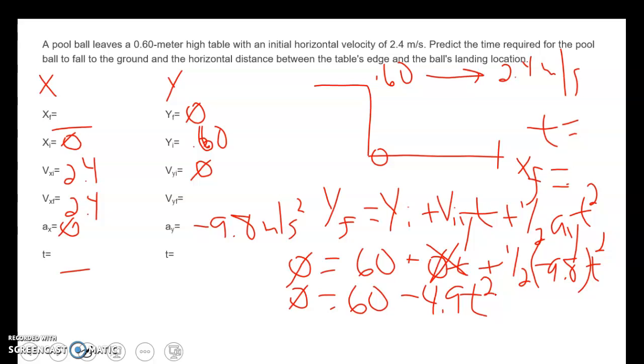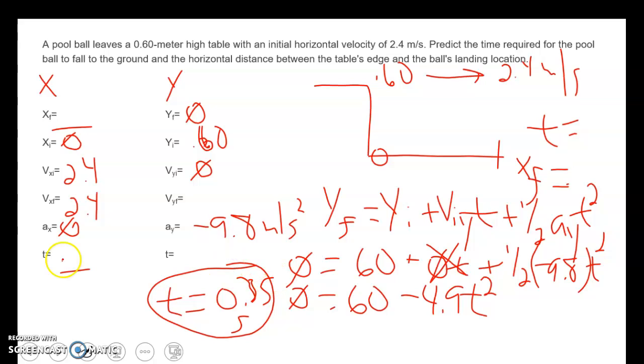And so I solve all this like you did before. Bring the 0.6 over, divide by negative 4.9, take the square root. My t for this problem is 0.35 seconds, and you can definitely check my work. So I got the time, 0.35. And now I want to find that final position.